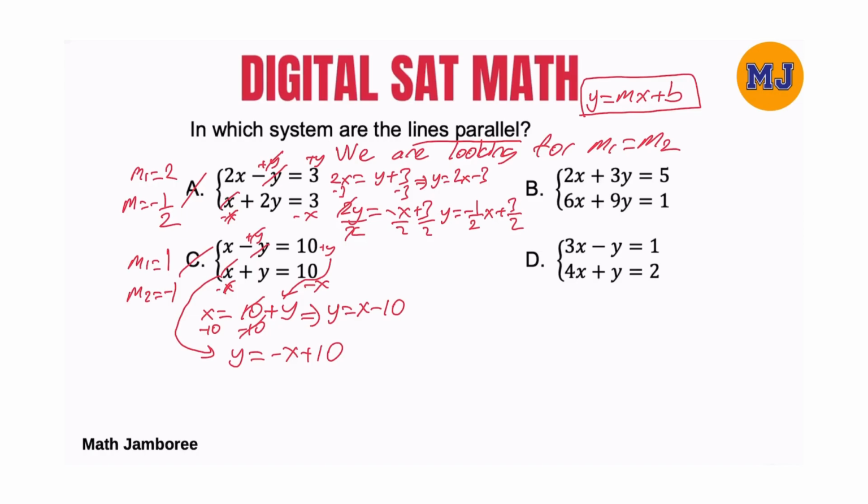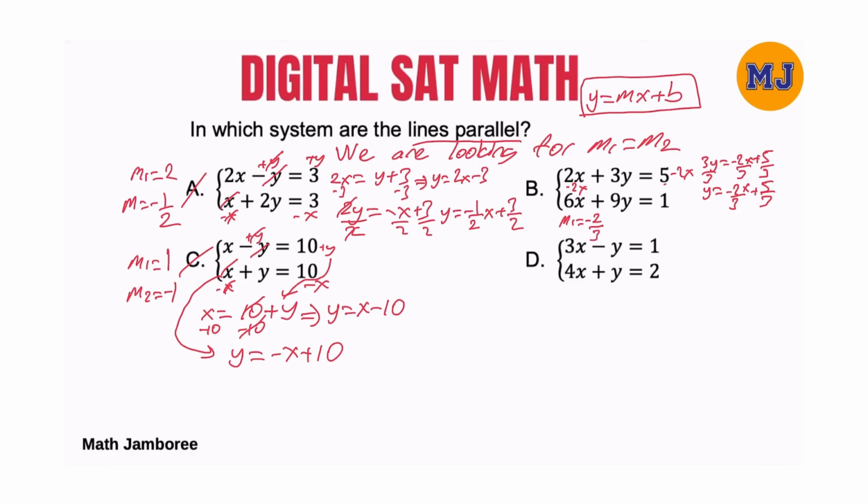We have limited space in here, but I will do my best to fit it in there. Take away 2x as a first step. So that will be 3y is equal to negative 2x plus 5, and divide by 3, and then y will be equal to negative 2 over 3 x plus 5 over 3. And the slope of the first equation is negative 2 over 3.